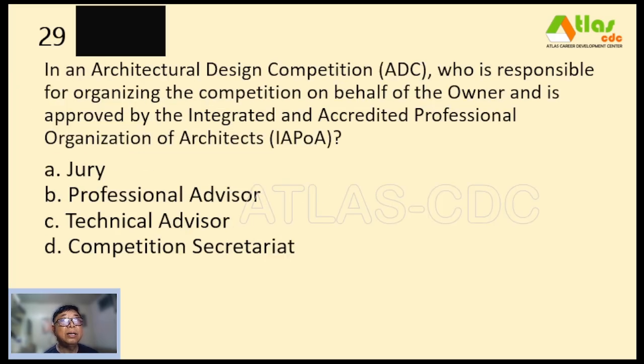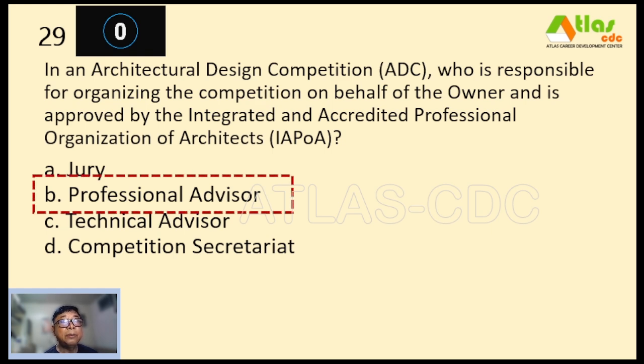29. In an architectural design competition ADC, who is responsible for organizing the competition on behalf of the owner and is approved by the integrated and accredited professional organization of architects or IAPOA? A. Jury. B. Professional advisor. C. Technical advisor. And D. Competition secretariat. And our correct answer is letter B, professional advisor.